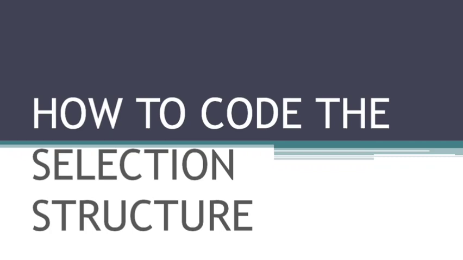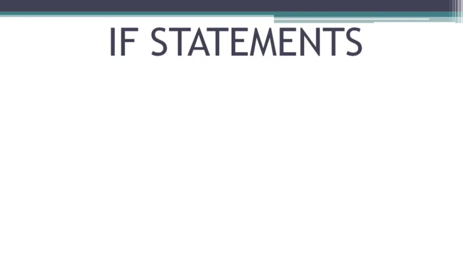How to code the selection structure. First, we see how to code if statements. If statements are control flow statements which help us to run a particular code only when a certain condition is satisfied. To explain this better, I will show you a flow chart.